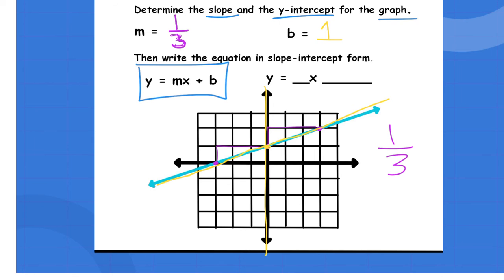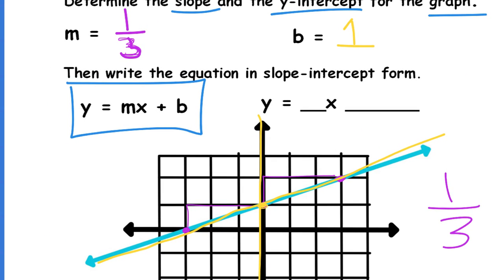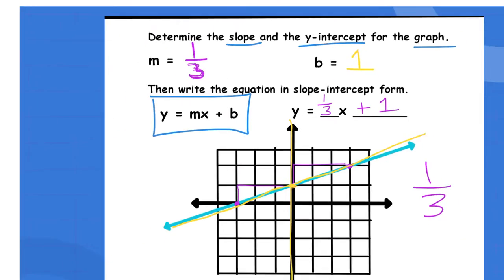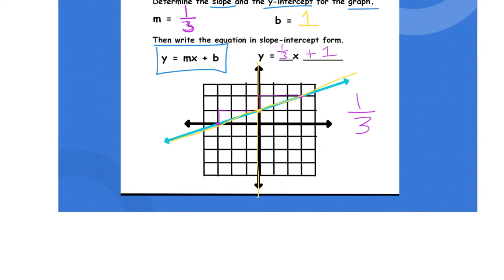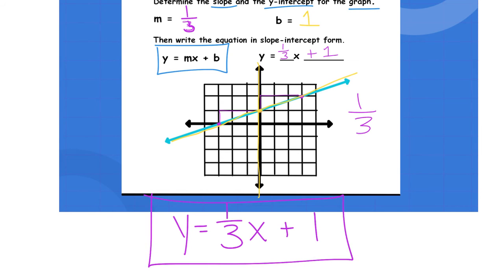So my equation should be nice and simple. y equals mx plus b. Well, our m is 1/3, x plus b is 1. I'm going to rewrite that so I like seeing it a little better. So y equals 1/3 x plus 1. And that is my equation. That's all I have to do for graphing. A little bit easier than the last one, would you agree? So that's my equation from just looking at a graph.